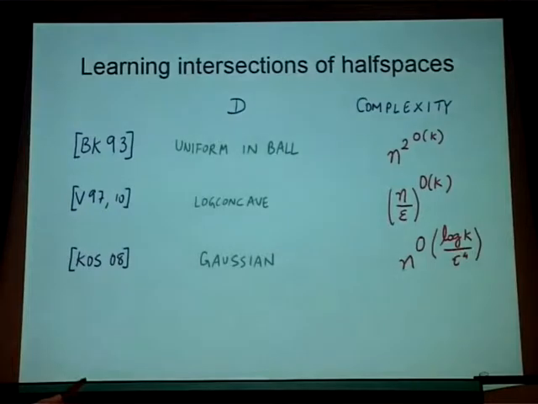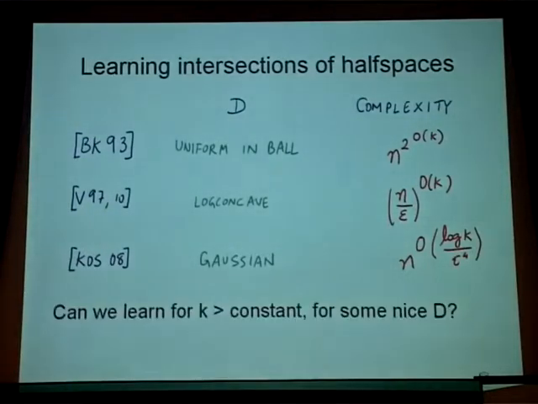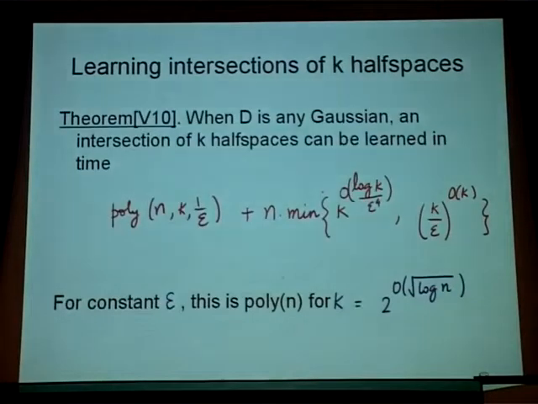Still, if you want to get a polynomial algorithm, you have to assume k is a constant. So can we really learn for more than a constant number of half spaces in polynomial time for any nice distribution even? And the answer is yes, as of this here.